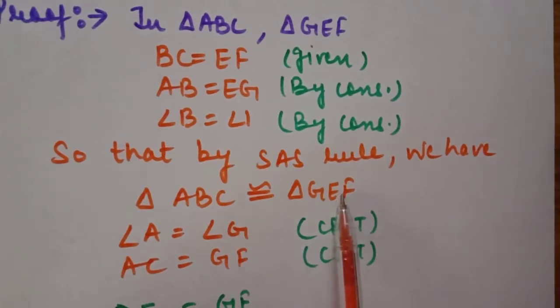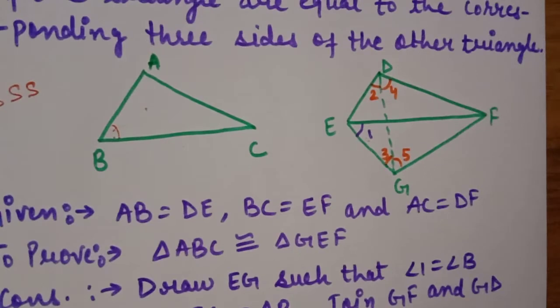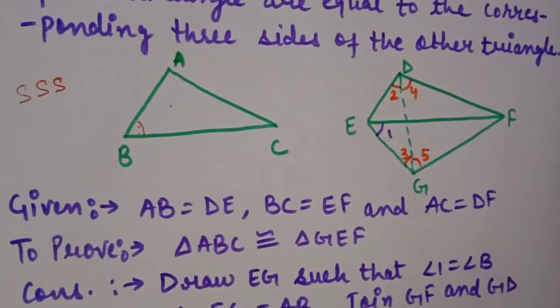Now we have to use CPCT. I took two things. Angle A and angle G are equal to each other by CPCT. AC and GF are equal by CPCT. We will discuss with the help of the diagram also. Angle A and angle G are equal to each other by CPCT. AC and GF are equal to each other by CPCT. Now what will we do?